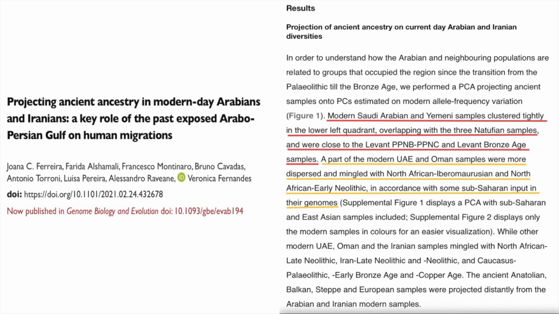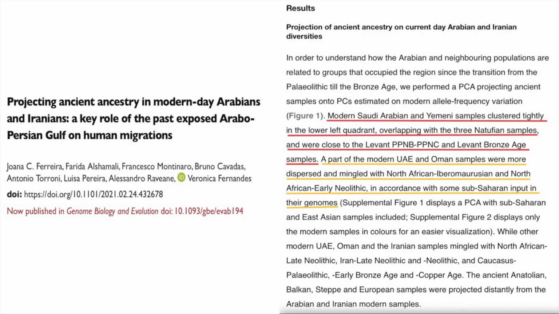So modern-day Saudi Arabians and Yemenis are very close to Natufians and Levantine populations from the Bronze Age to the PPNB period. Continuing, it says a part of the modern UAE, United Arab Emirates, and Oman samples were more dispersed and mingled with North African Ibero-Maurusian and North African early Neolithic, in accordance with some sub-Saharan African input in their genomes.